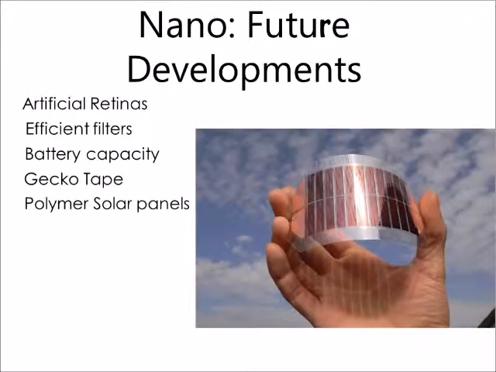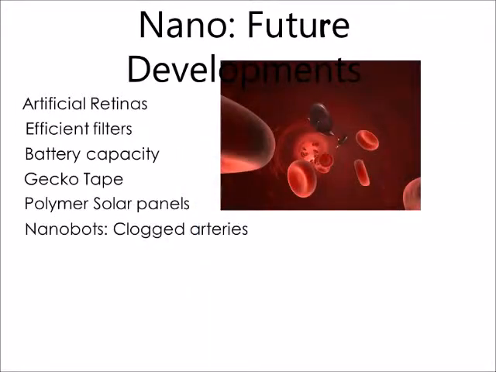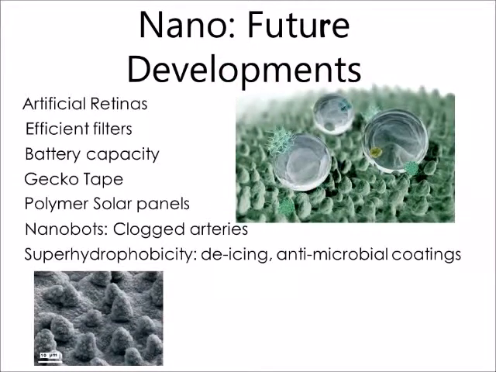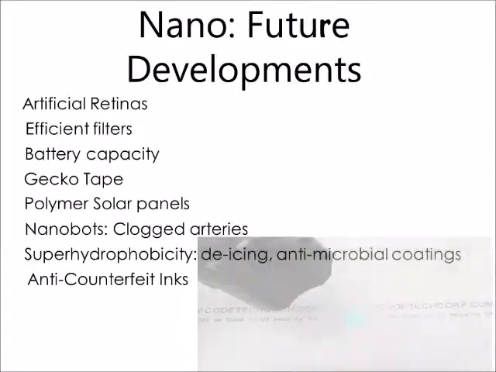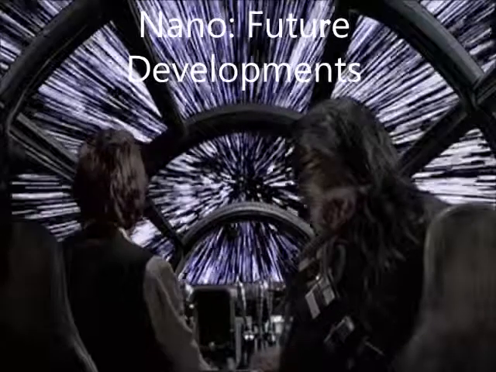We can also have polymer solar panels, which decrease the area drastically, nanobots that can unclog clogged arteries, super hydrophobicity in de-icing or antimicrobial coatings, and we could even have anti-counterfeit inks. The possibilities are honestly endless.